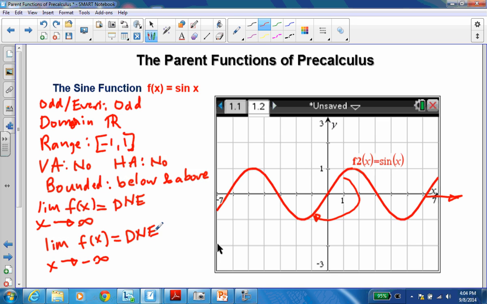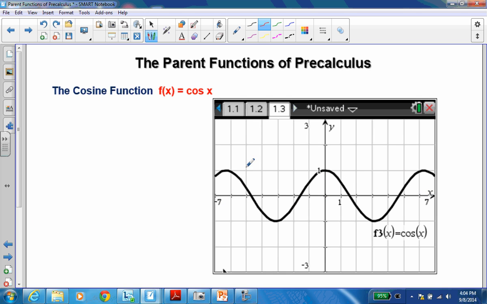Now, the next function we're going to look at is called the cosine parent function. Very similar to sine. Now, is this going to be even or odd? Let's look at this. Does this function reflect about the y-axis? Yes. So this function is even.